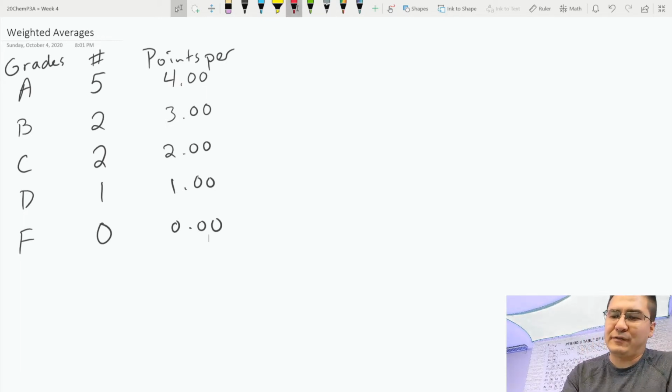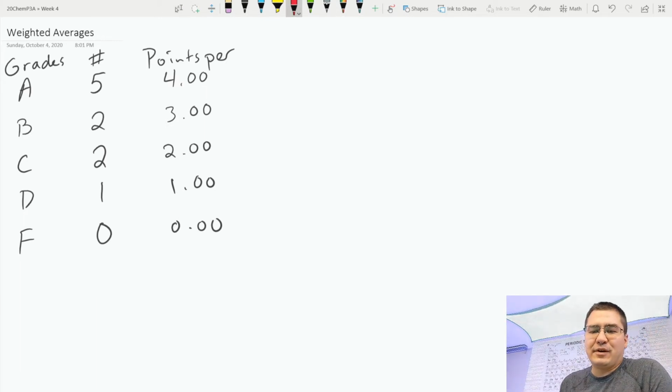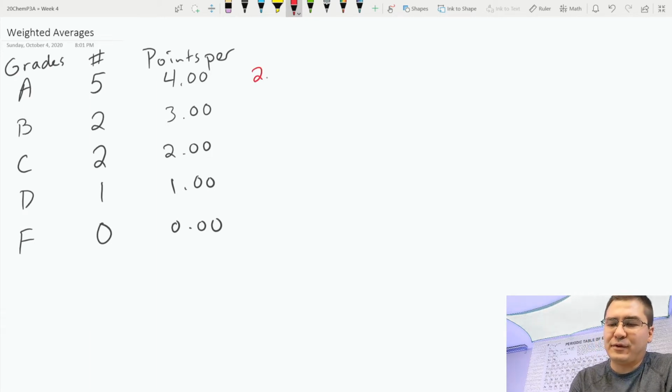For now, here's how GPA works: you multiply the number of A's you got times 4, because an A is 4.0, and then you do that for B's, C's, D's, and F's. D's are worth 1.0, F's are worth 0. So here's what you do. 5 times 4 is 20. 2 times 3 is 6. 2 times 2 is 4. 1 times 1 is 1. And then we've got 0, of course.